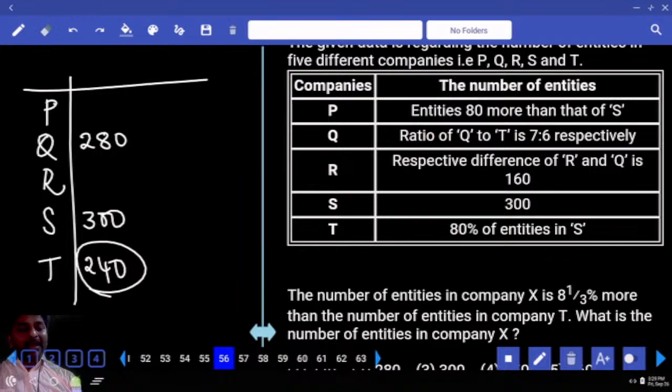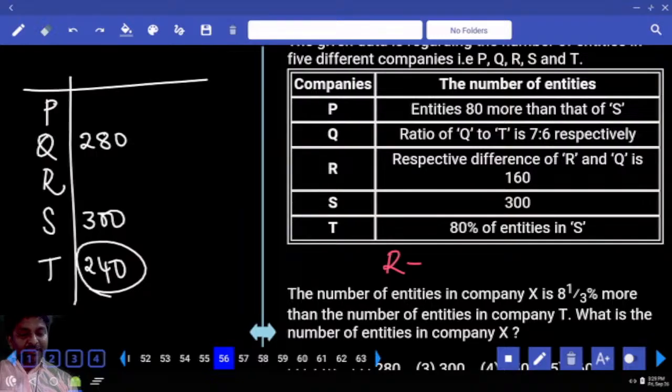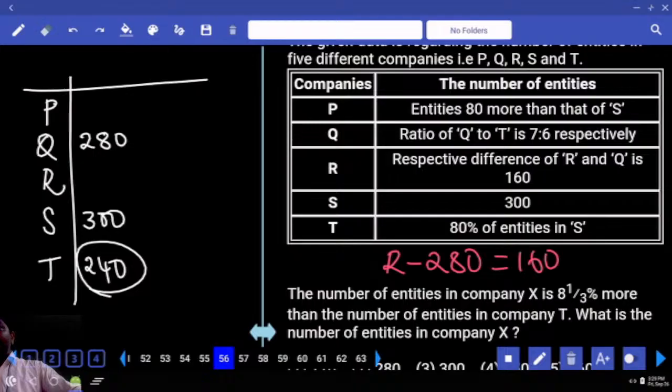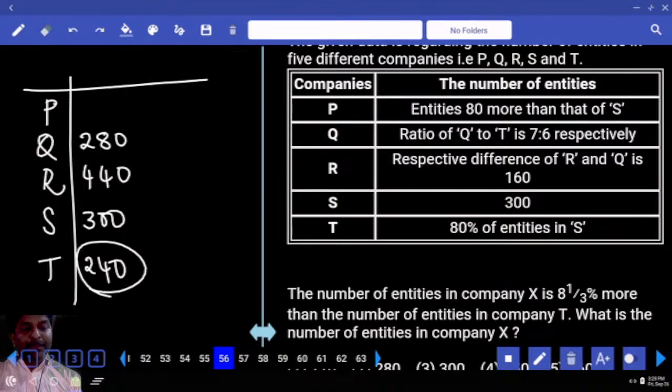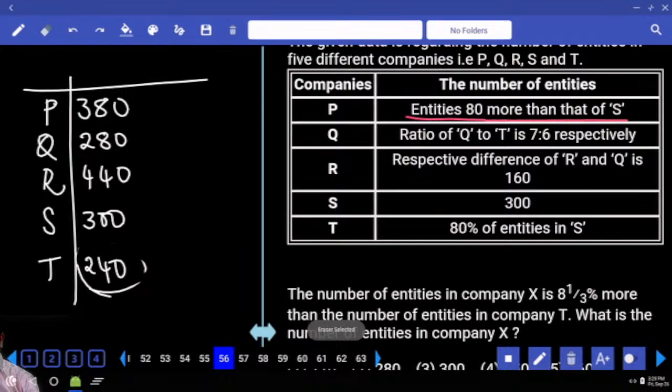Now when you come back for R, respective difference, meaning order has importance, it is R minus Q. Q already we know, which is equal to 280. This is equal to 160. 280 goes to the other side and it becomes 440. P, entities 80 more than S, 380. Every value we have. Now we can start questions.